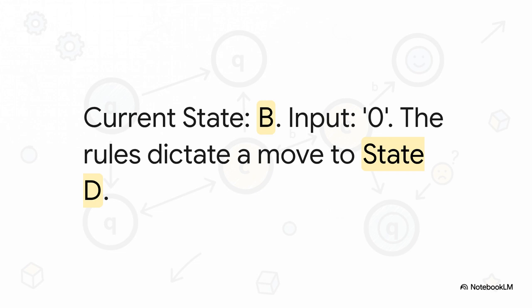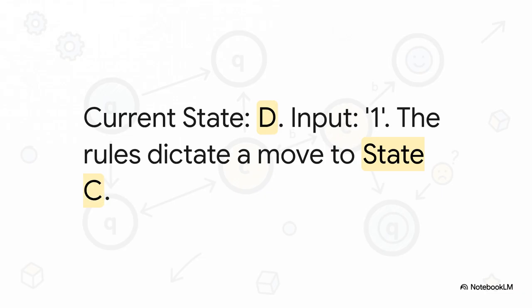All right, next up, we're currently sitting in state B, and the next input coming down the pipe is a 0. Our rules say that a 0 from state B leads directly to state D. So we follow that path. Now we're in D, which is our accepting state, but hey, we're not done yet. We still have more input to read.